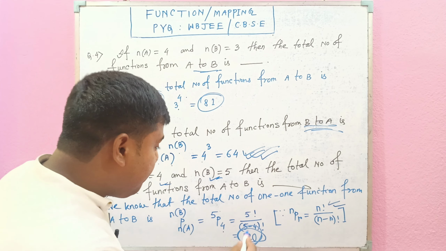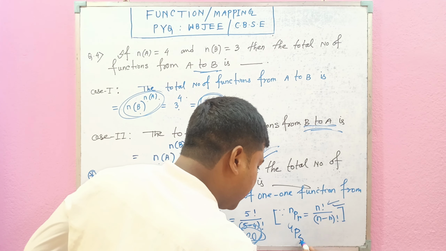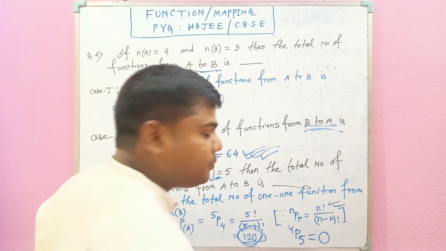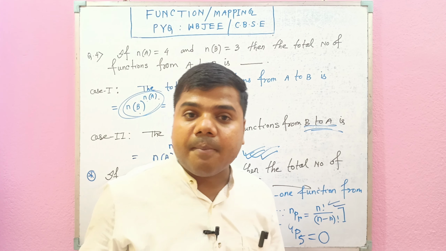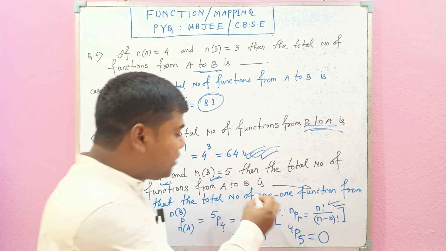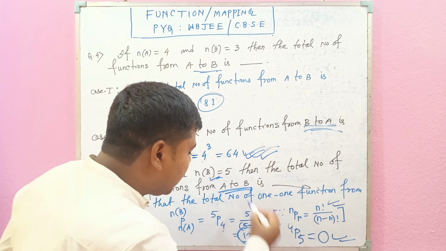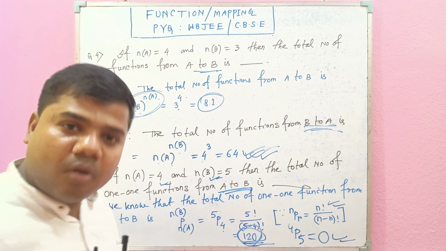And from B to A, that is 4P5, is equal to 0. Okay, the total number of one-to-one or injective functions from B to A is equal to 0, and from A to B is equal to 120. Okay.